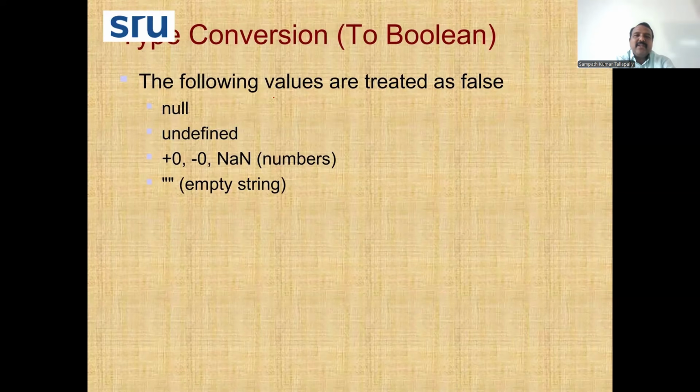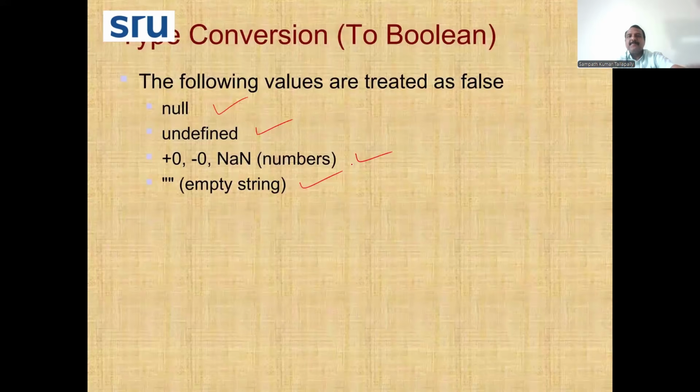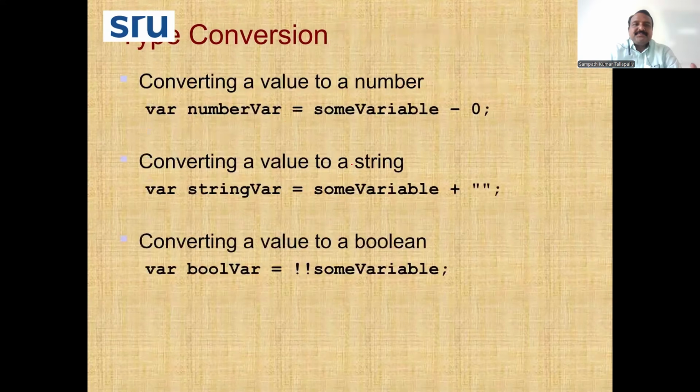So the following values are treated as false: null value, undefined value, all these things. When I have these values in the comparison statements, if I use them, they return a false value. Now, what I want to do now is converting a value to a number.